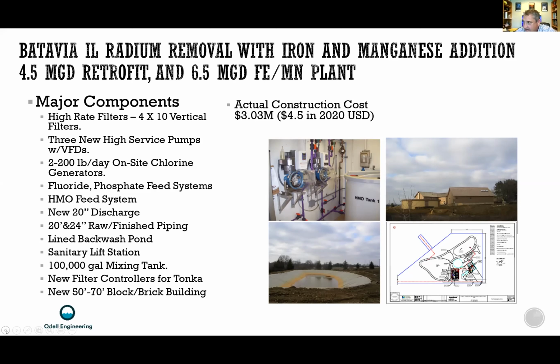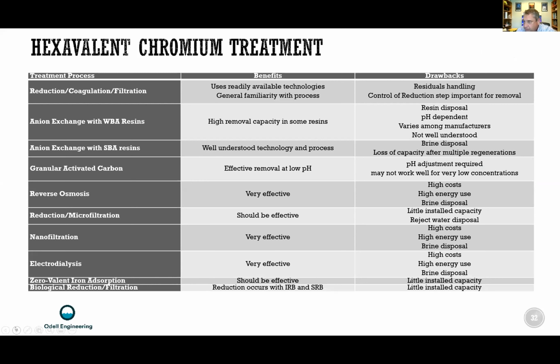And this is a plant in Illinois that was a 3 million gallon a day existing iron and manganese plant that we converted to radium removal, and also added another 4,000 gallons a minute of iron and manganese removal for a really low cost. So that can be very cost effective as well.